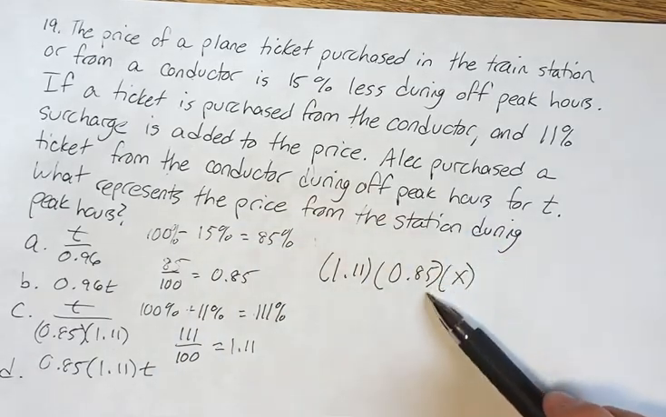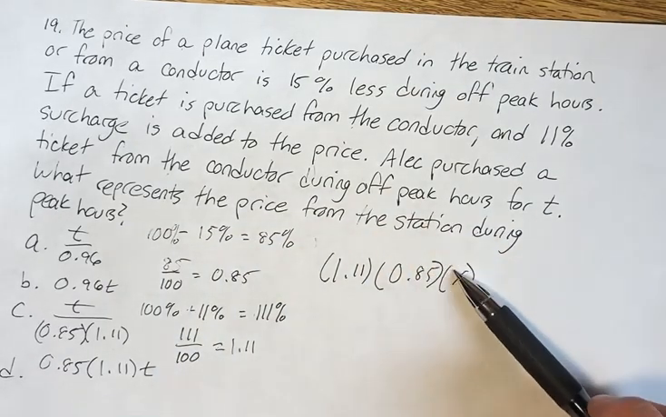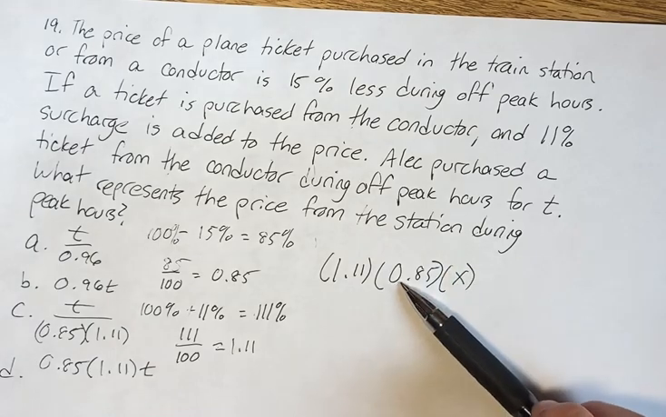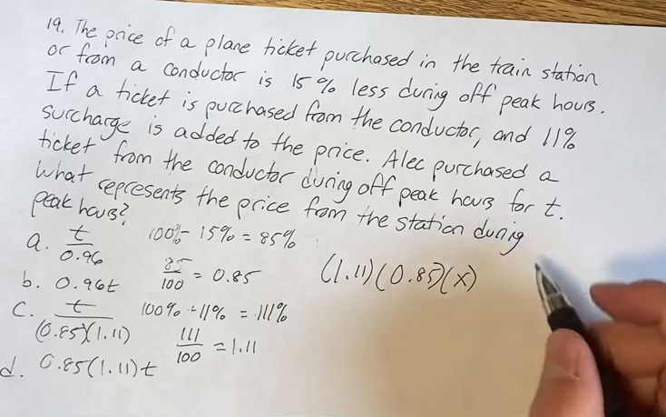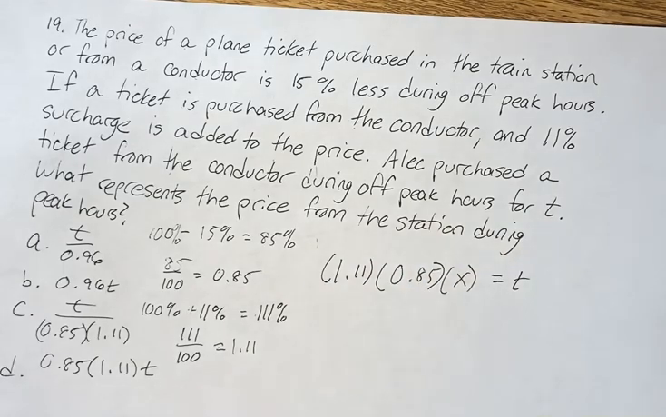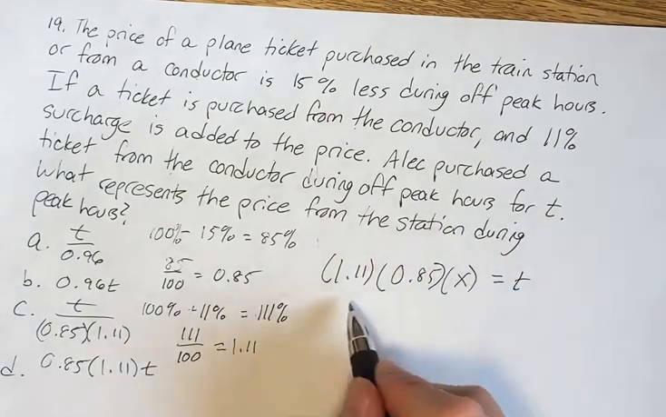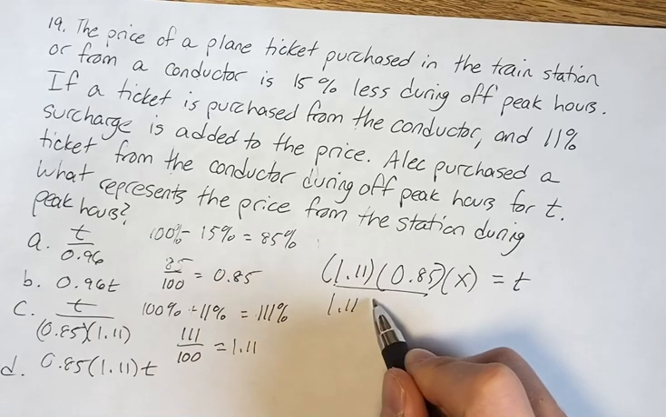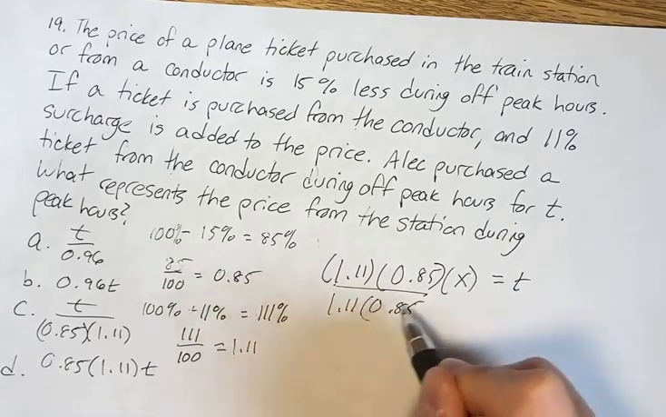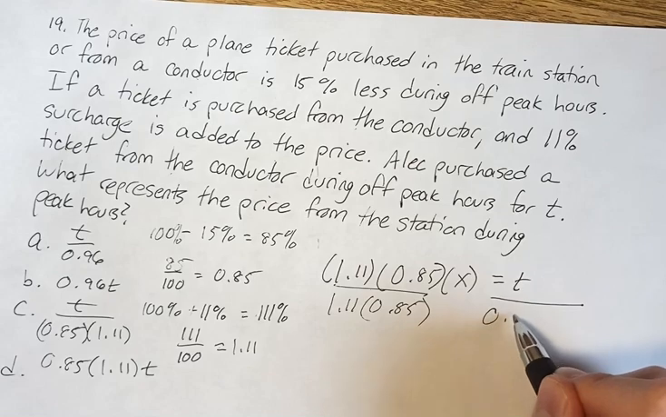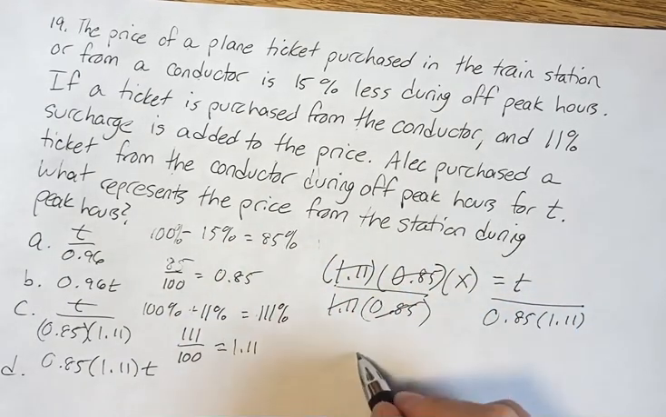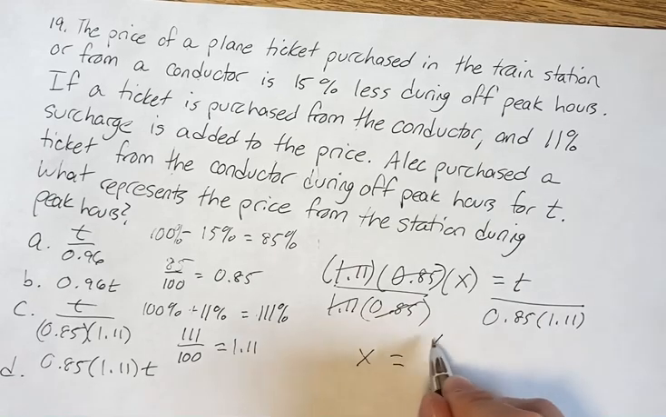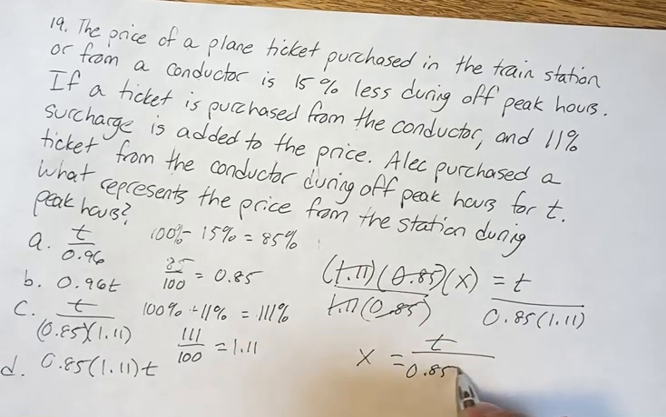So when you take your ticket from the station during peak hours, and you multiply it by 0.85, and you multiply it by 1.11, this is equal to the ticket he purchased earlier for T. Now we can solve for X. If we divide both sides by 1.11 and 0.85, these cancel, you get X is equal to T divided by 0.85 times 1.11.